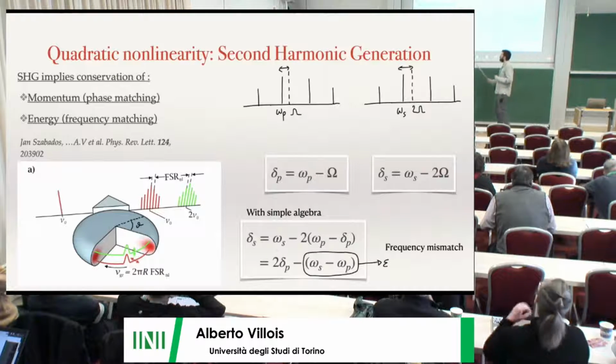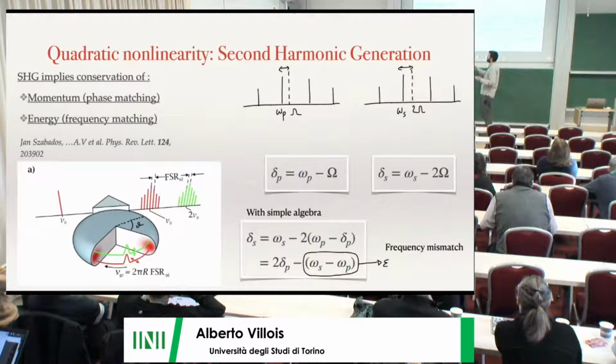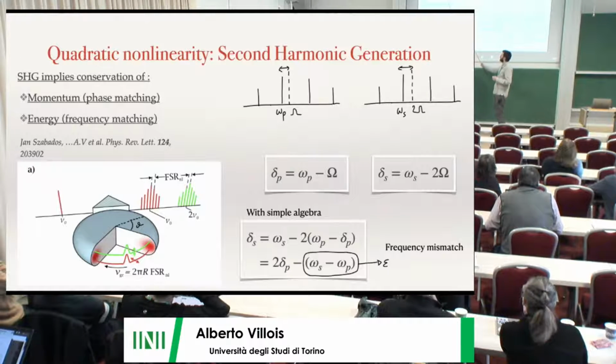So obviously, if we want to study second harmonic generation, we first have to satisfy energy and momentum conservation, which in optics can be translated as phase and frequency matching.